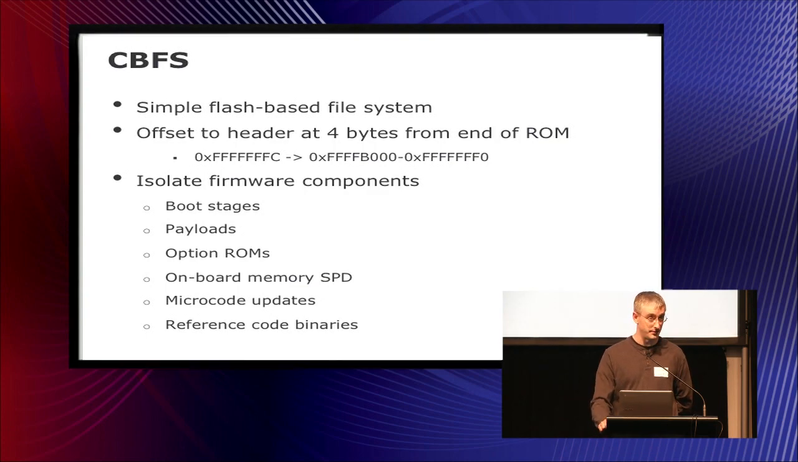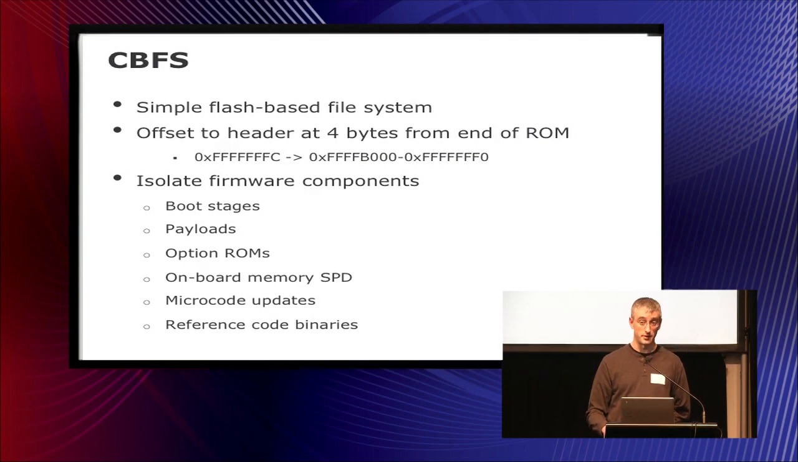The actual boot stages themselves, ROM stage and RAM stage, will be separate files within this coreboot file system. Any option ROMs that may be bundled with it will be in here as well, such as a VGA option ROM or something that doesn't live within the device itself. For systems like laptops that might have onboard memory and don't have SPDs, those can be bundled up and stored in here as well. Microcode updates are a new thing being put in there, and we use it to put reference code binaries. If we need to run Intel's memory reference code, that is compiled as a separate standalone binary, put into CBFS, and pulled out and executed during the boot process.